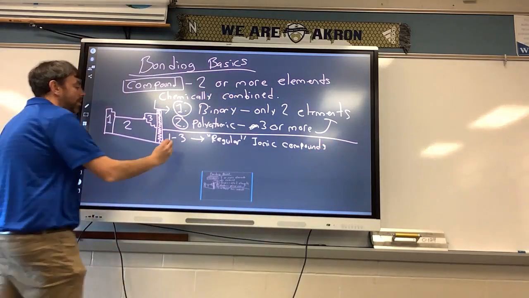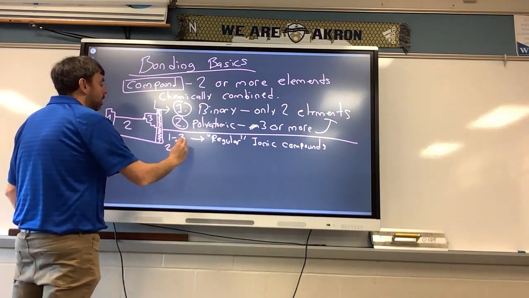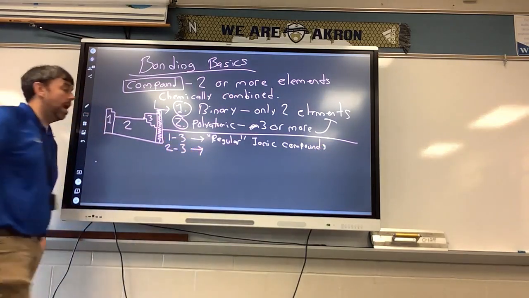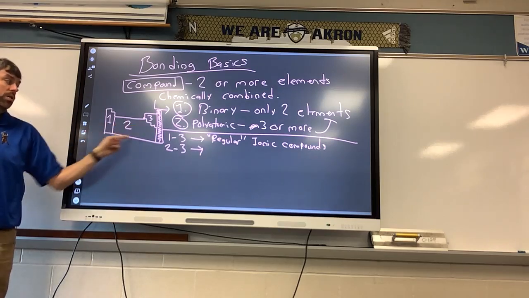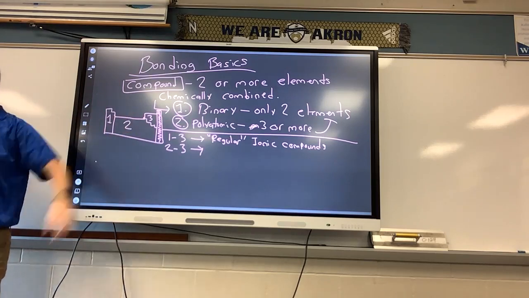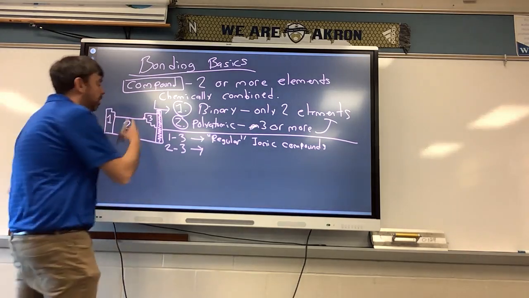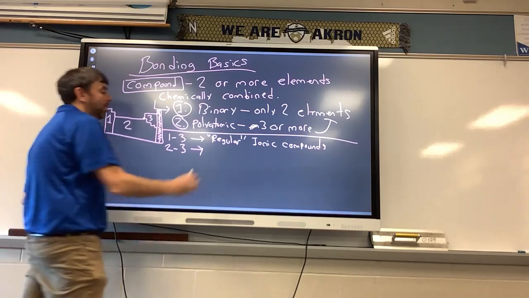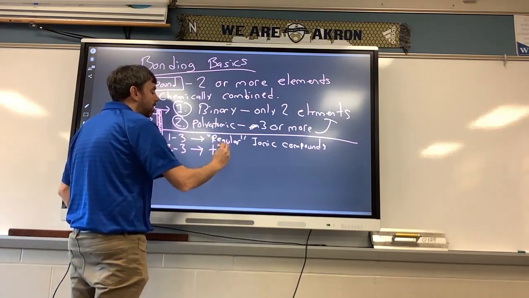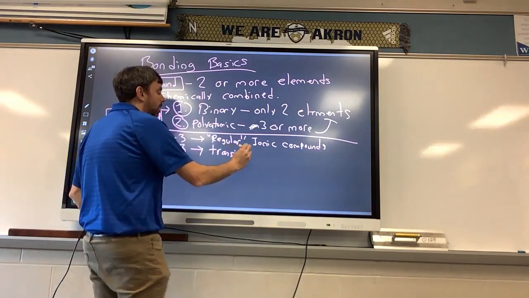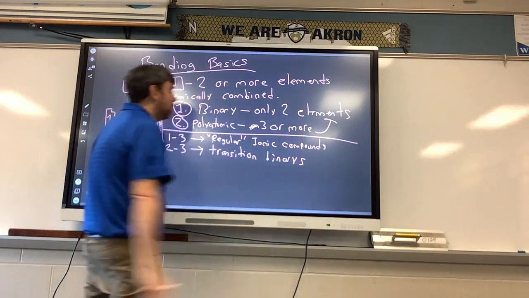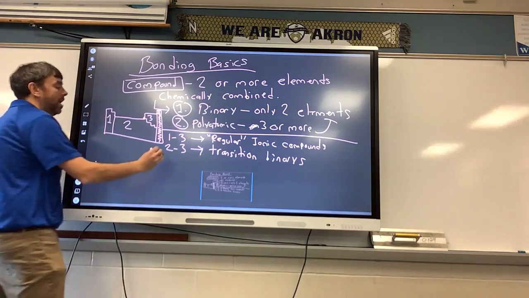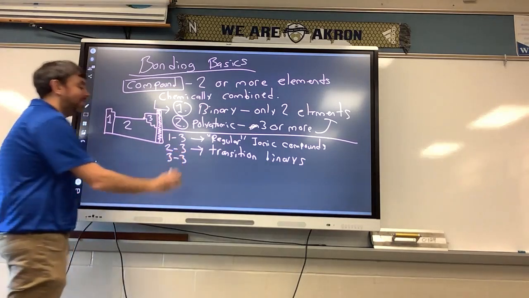I can also put something from a group 2 with a group 3. Everything in group 2 is a... Transition metal, right? So now I have a transition metal with a non-metal. So these are transition binary compounds, transition binaries.